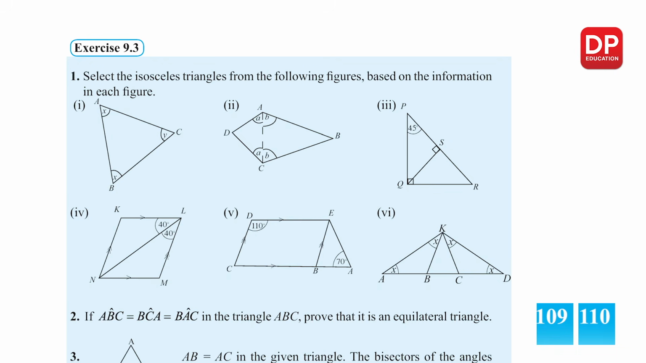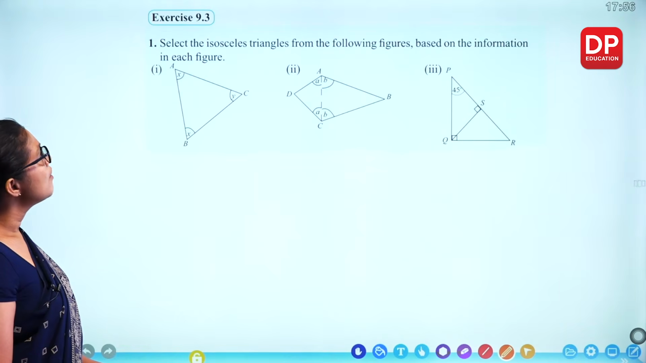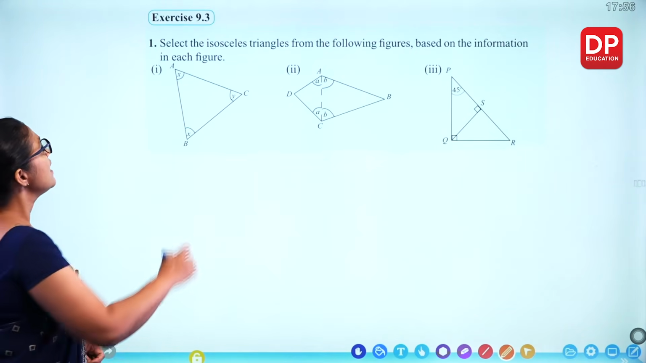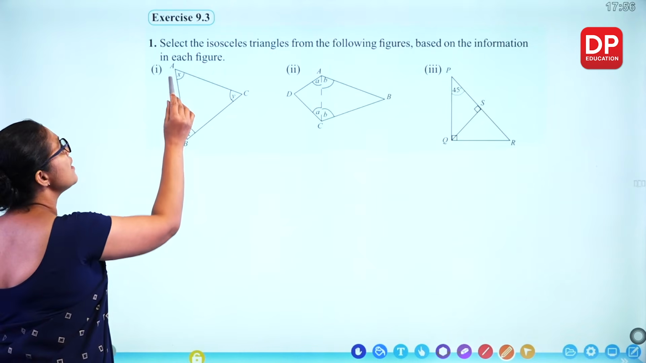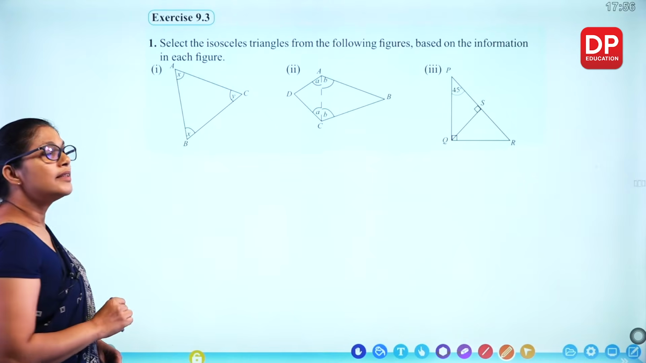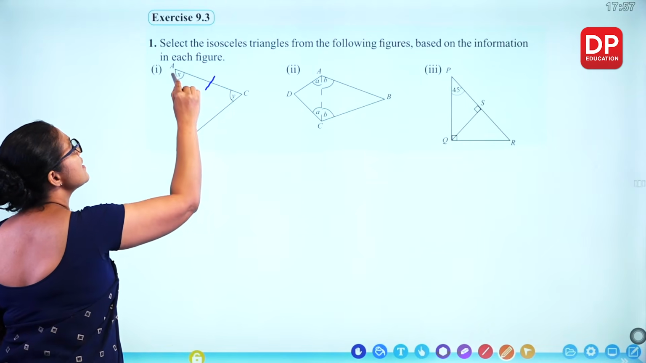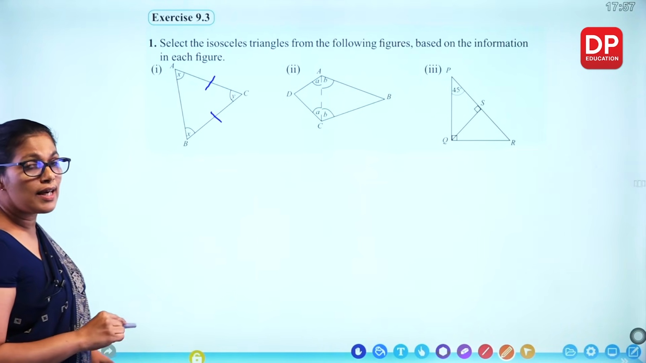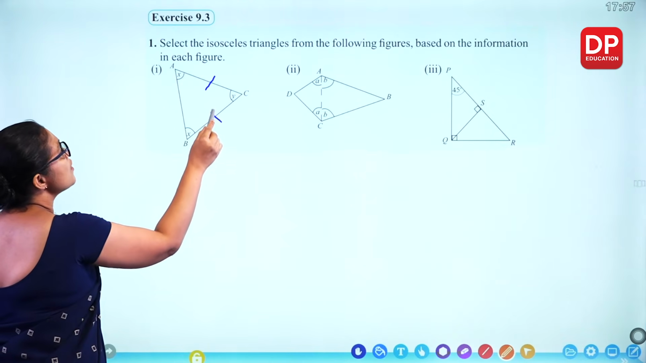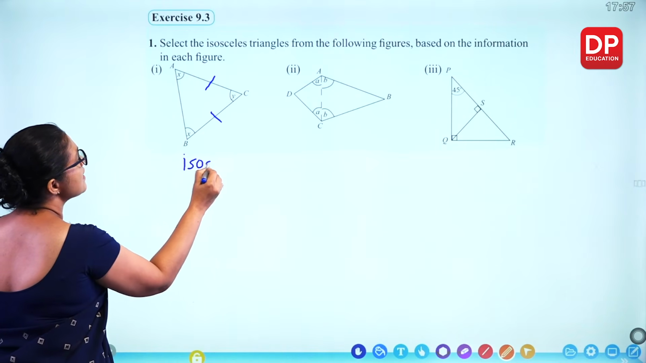Exercise 9.3 in your textbook. In this question, we need to select what are the isosceles triangles in these diagrams. So we'll see from the angles. Here these two angles are equal. If these two angles are equal, the opposite sides are equal according to the converse of the isosceles triangle theorem. Two sides are equal, so this is an isosceles triangle.